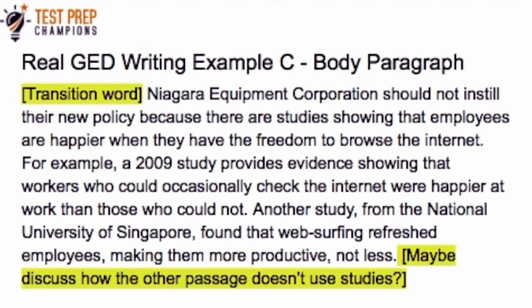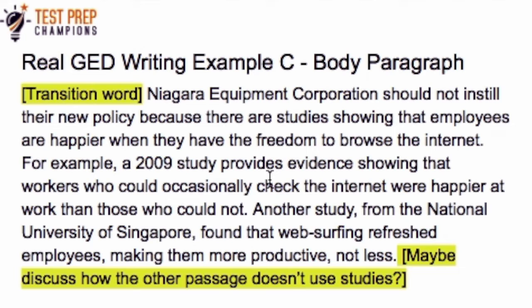And so really, another thing here, maybe this is another really strong body paragraph, right? The person also has a good topic sentence here. Niagara Equipment Corporation should not instill their new policies because there are studies showing that employees are happier when they have the freedom to browse the internet. So it's telling me that the whole paragraph is going to be about these studies. And the person who wrote this went on to give 2 specific examples of the studies, which is really, really good. That's exactly what you want to do.